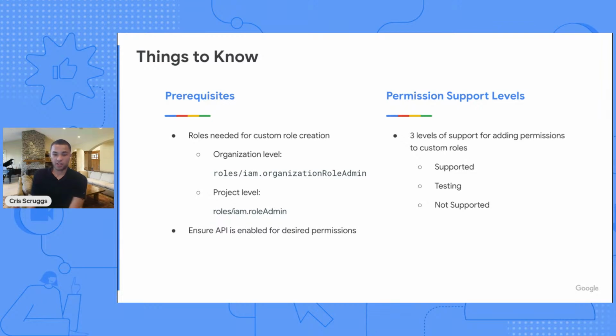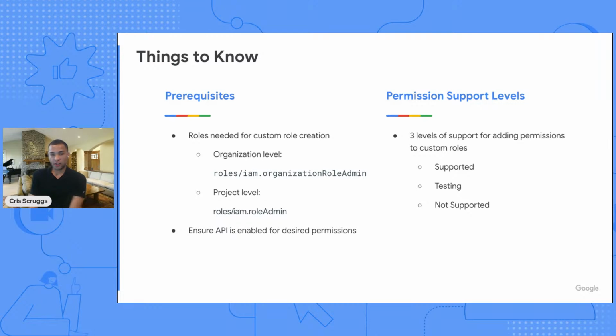So speaking of permissions, there are 3 levels of support for adding permissions to a custom role. The first is supported, which means the permission is fully supported in custom roles. The second is testing, which means the permission is still in testing for compatibility with custom roles, and these roles are not recommended for production use.